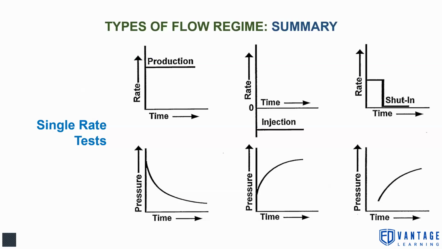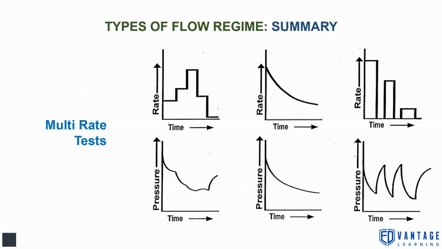So single rate tests generally have these plots. Whenever we have production, the pressure drops. Whenever we are injecting, the pressure increases. Whenever we are shutting in, the pressure increases in single rate tests. But in multi-rate tests, you produce at higher rates: rate 1, rate 2, rate 3.